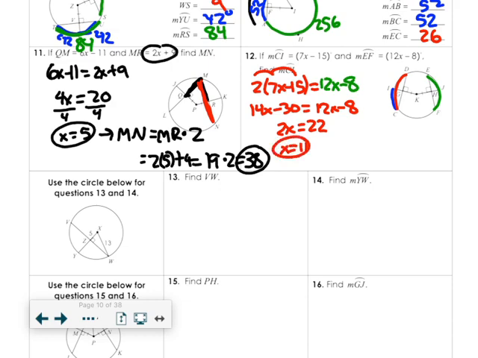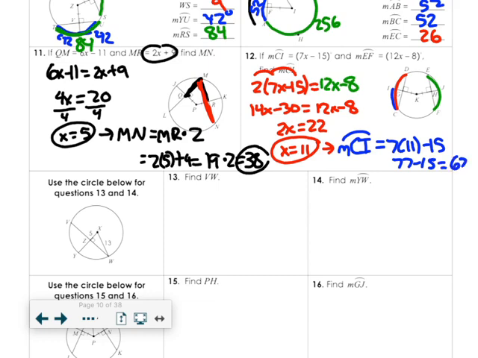Okay, I want to plug that in. 11, not 1. Okay, that tells me I want to get that plugged into CI, the measure of CI. Now that I know what x is, 7 times 11 minus 15. That comes out to 77 minus 15, which is 62.